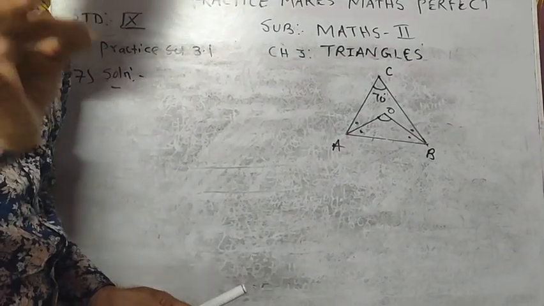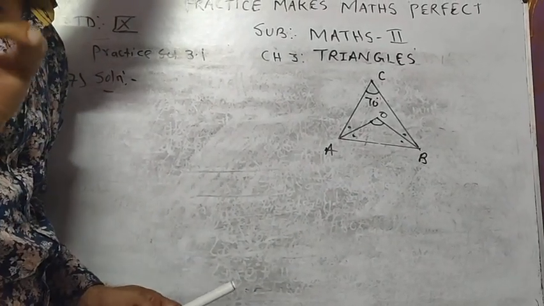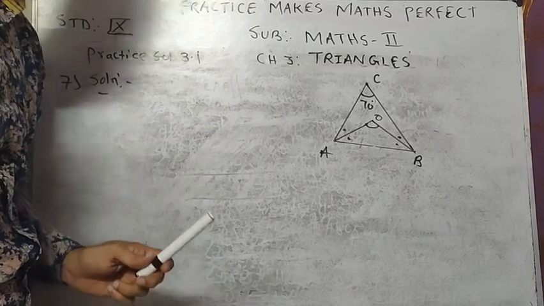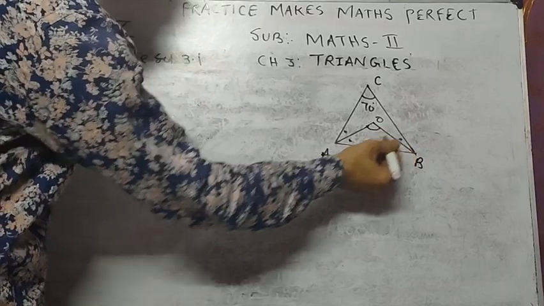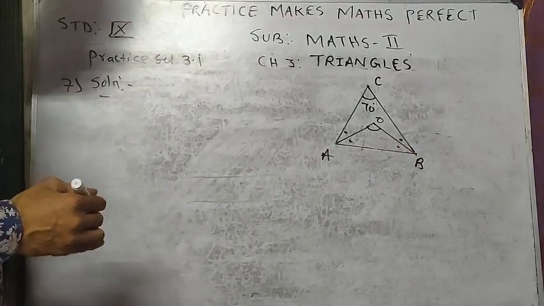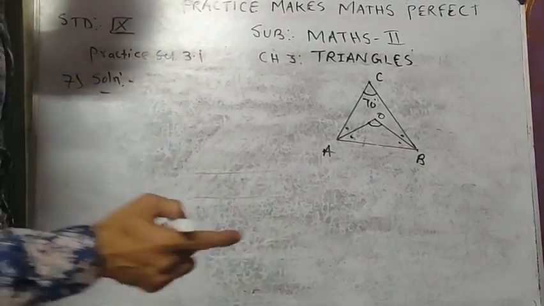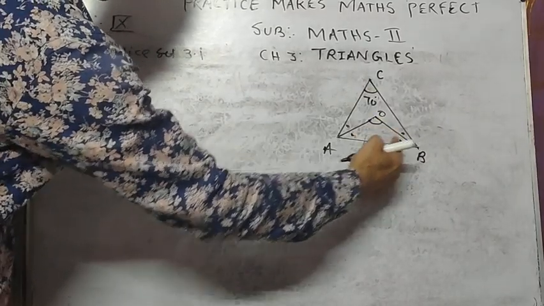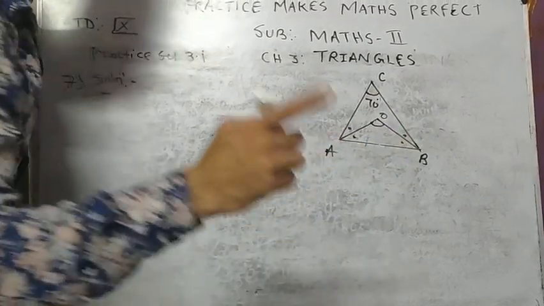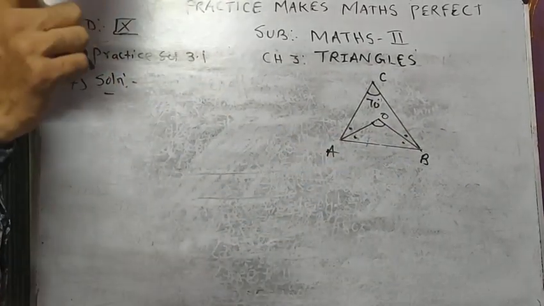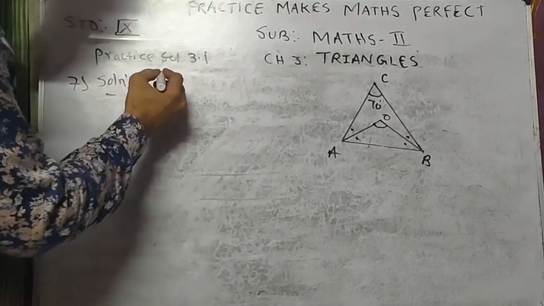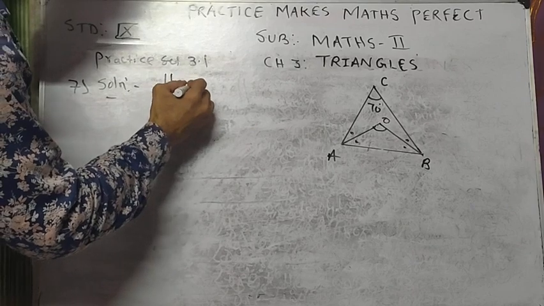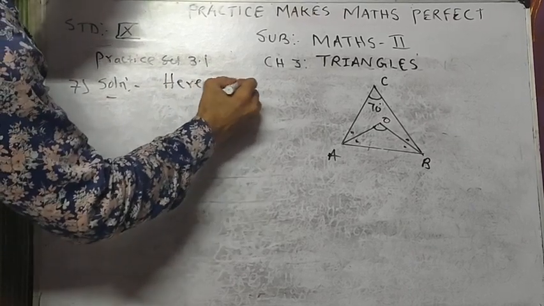Again, this is a very easy sum. See, these two are bisectors. First of all, we will take the help of the concept that the sum of the measures of the three angles of a triangle is 180 degrees. That concept first we will take the help of. So pay attention.